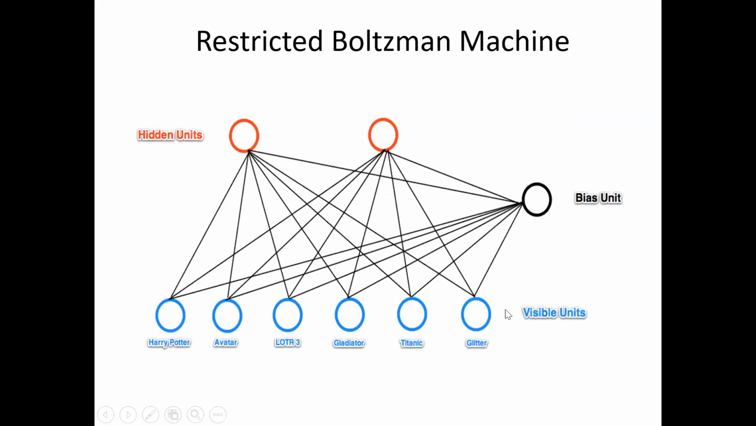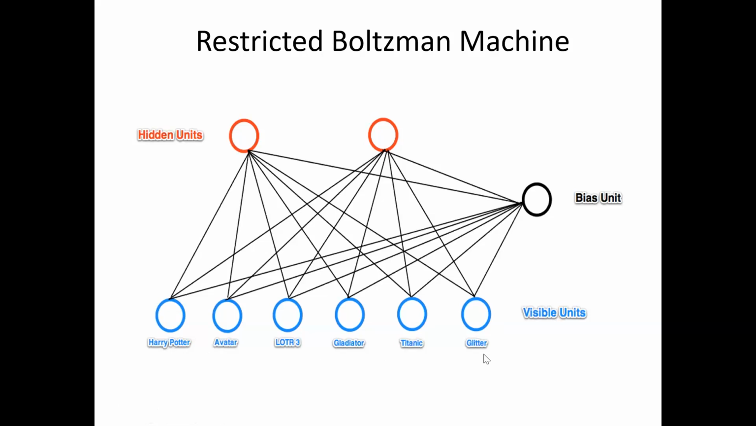So this is a simple example of a restricted Boltzmann machine, where this is the hidden layer, this is the bias unit, and this is the visible unit. The visible units, if you see, are some Hollywood movie names like Harry Potter, Avatar, Lord of the Rings 3, Gladiator, Titanic, and Glitter.